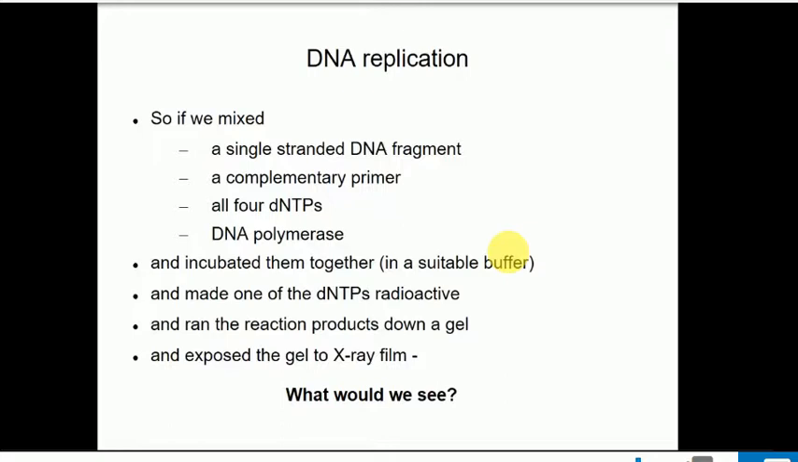Would you see a big smear or... What do you reckon? Would you see a band? You would see a band, okay? You're going to get a unique band, because you can only make one length here, which is defined by the end of the template.